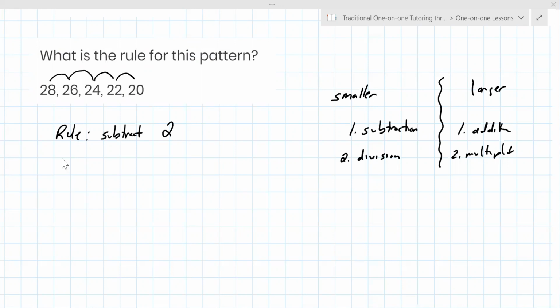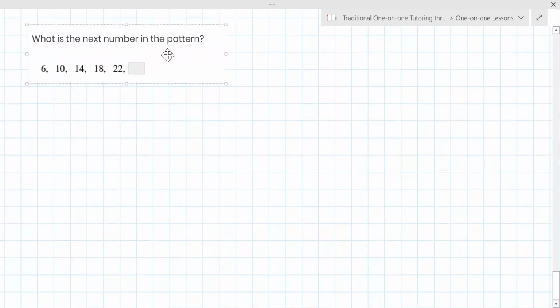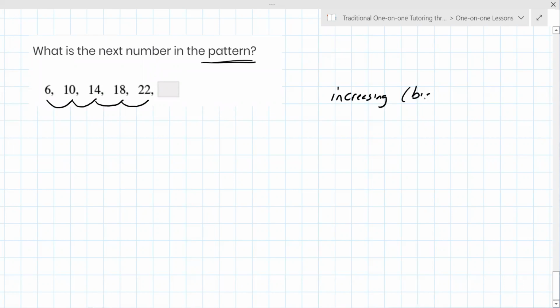All right, let's look at another question here. This question says, what is the next number in this pattern? Okay, that means you, Michael, have to figure out the pattern. What's going on in this sequence here? Now I notice that the numbers are increasing. They're getting bigger or larger. All those are the same for our purposes. Can you tell me the rule? Can you tell me what is going on here?